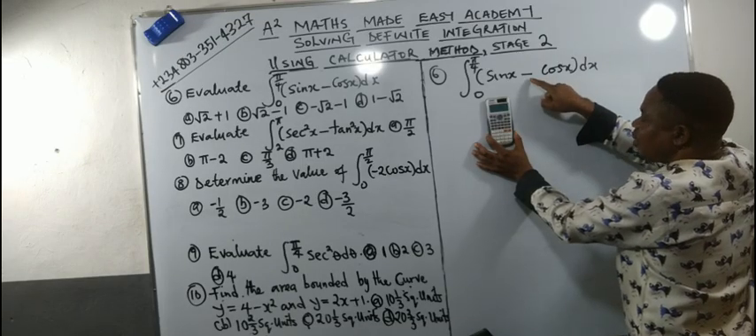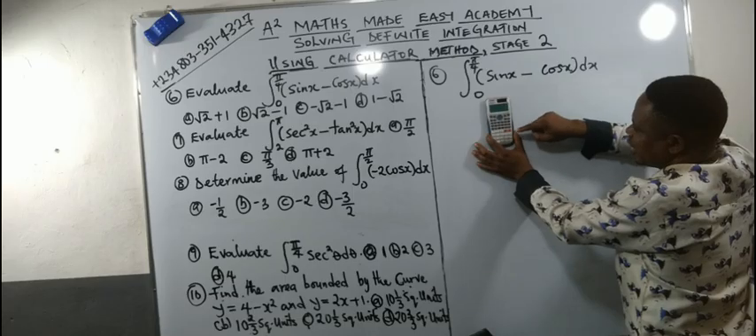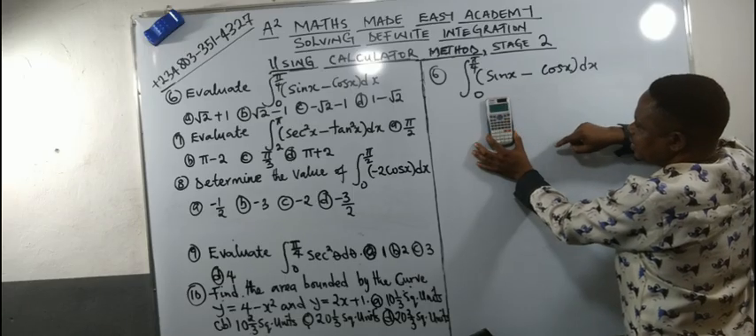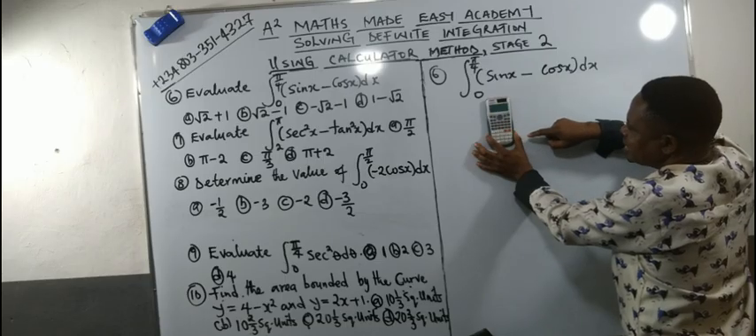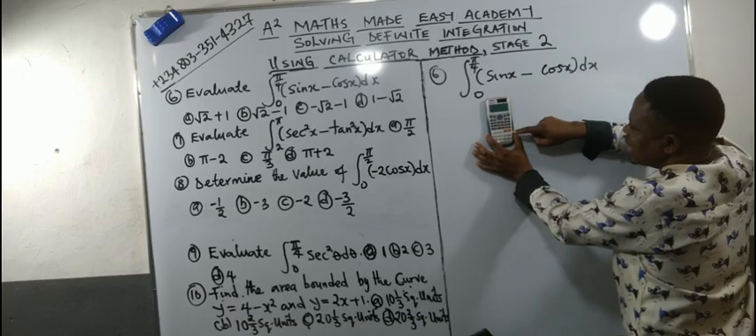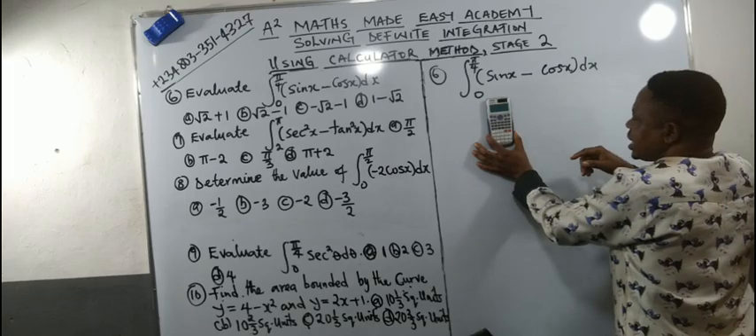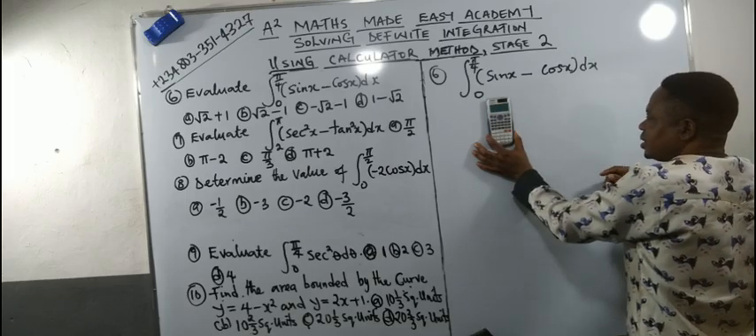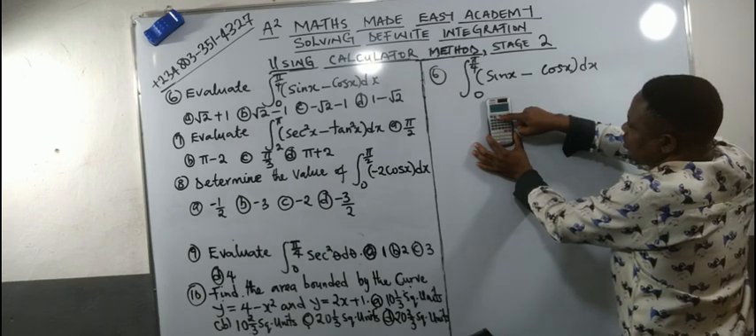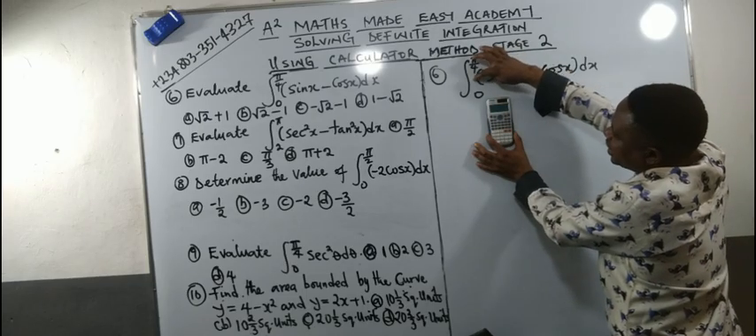Next is to punch minus cos x. This is minus, then punch cos. There is x again: you punch alpha, close bracket. X has appeared. Close it and close it again, which is the general bracket. After you generate this integral, go with the forward and backward button, moving backwards until the cursor is blinking here.